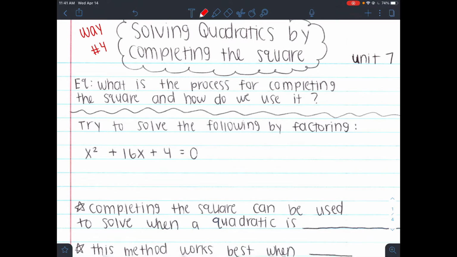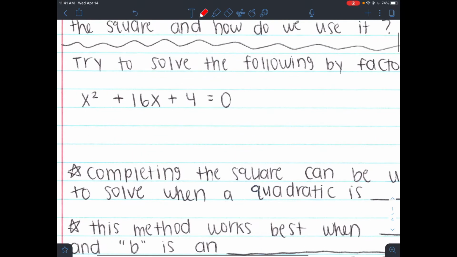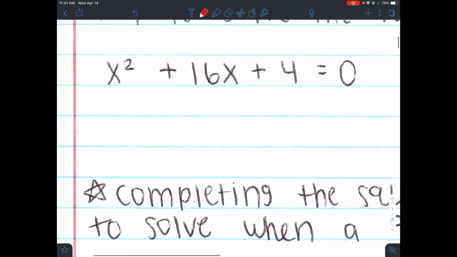All right, so the essential question is, what is the process for completing the square and how do we use it? Back in Unit 6, we learned how to factor for the very first time, and we talked about solving by factoring a few days ago, but now we're going to try to solve this quadratic by factoring. Remember, to solve by factoring, you want to keep x squared positive and one side equal to 0, and both of these conditions are met for this problem, so we can start factoring. You always look for a GCF first, and we don't have a greatest common factor here, so we move on to our AC method.